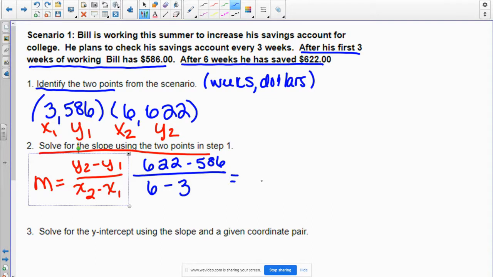So 6 minus 3 is 3. At the top, 622 minus 586 is 36. And 36 divided by 3 is 12. Or you can write it as a ratio 12 over 1. So $12 in 1 week, or just the 12.